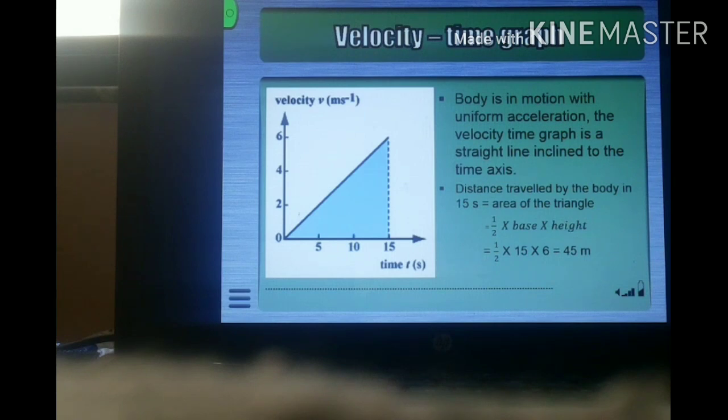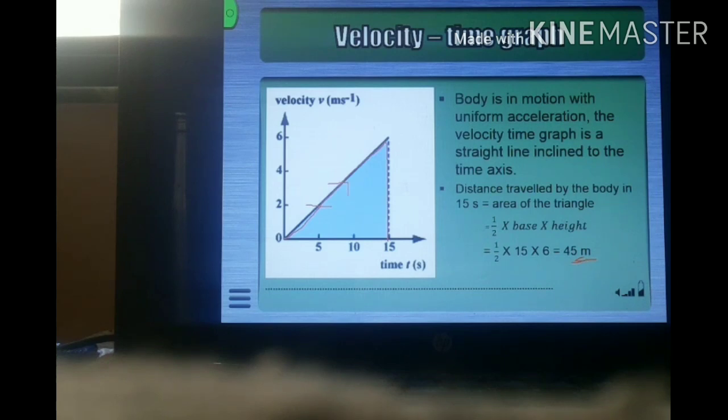Next one, you will see that this graph is moving away from the starting point. As it is moving away from the starting point, this is called uniform acceleration. And you will see that we can again find the distance traveled with the help of the area of the shaded region. What is this shaded region denoting? This is denoting a triangle. So the area of a triangle is half into base into height. What is the base over here? 15. What is the height over here? 6. So half into 15 into 6, you will get the answer as 45 meter.